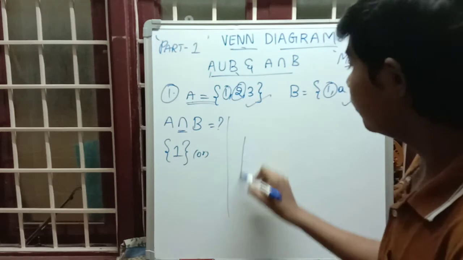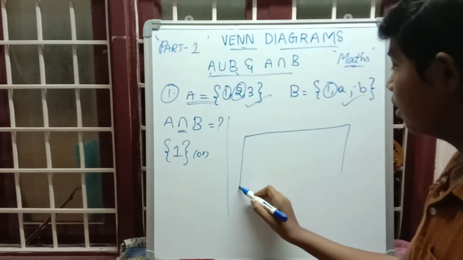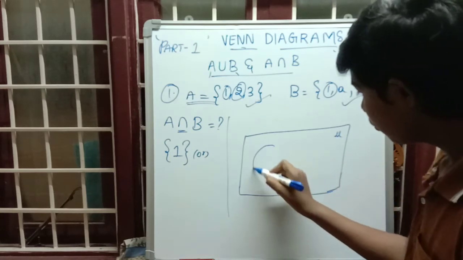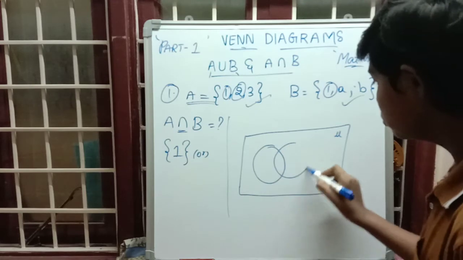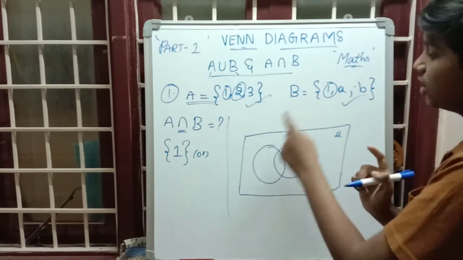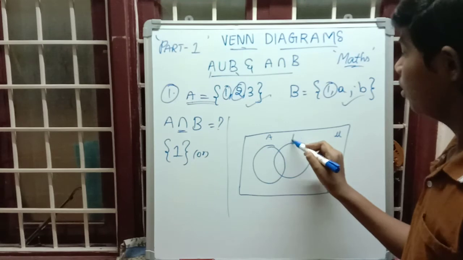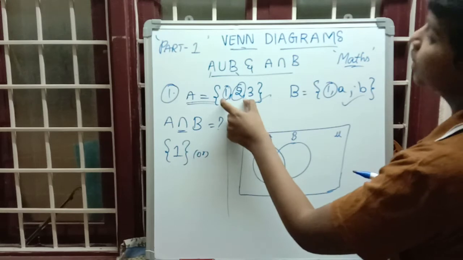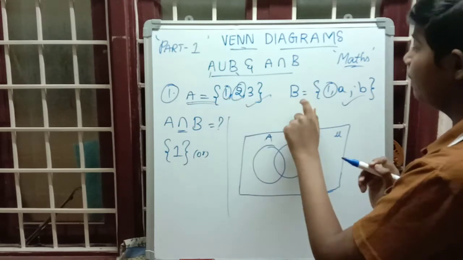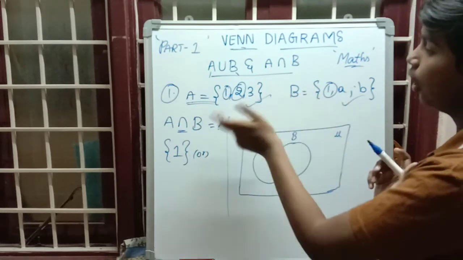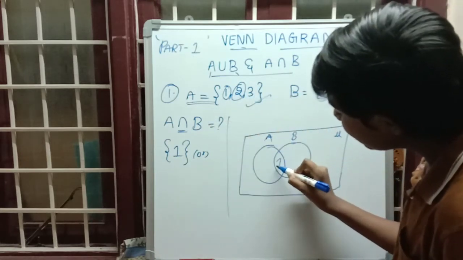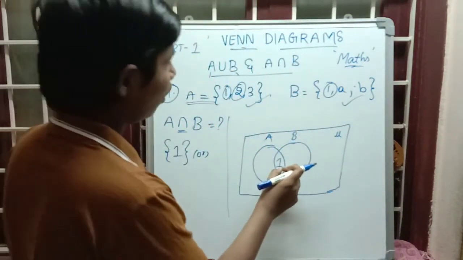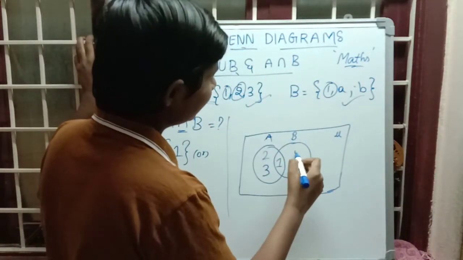Okay, now the Venn diagram we will do. This is the rectangle box. Two circles, two sets, A and B. A contains 1, 2, 3. B contains 1, a, b. Here 1 is the common element. The common element we will write here. Like intersection, they are common. Only 1 is common. Remaining 2, 3, a, b.